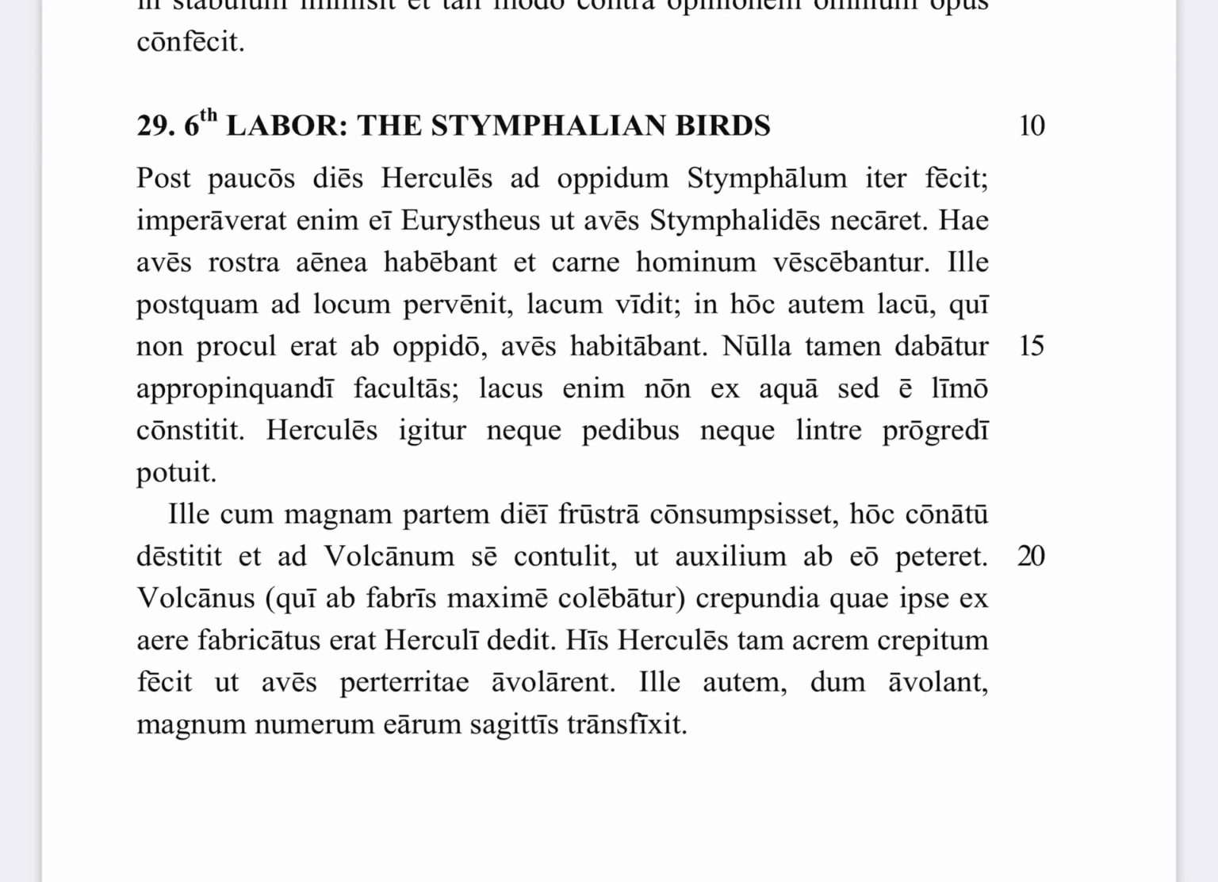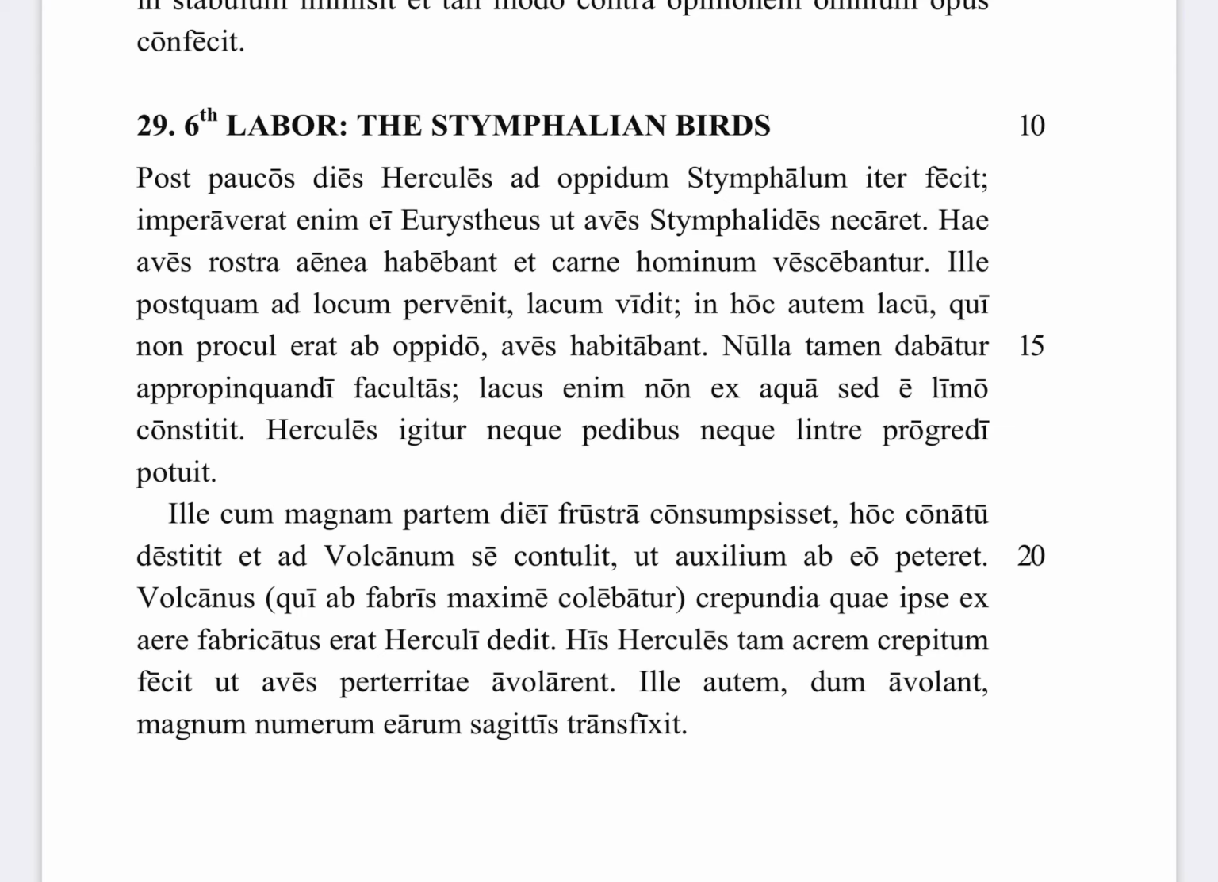Lacus enim, for the lake, non ex aqua, sed e limo constitit. The lake consisted not of water, but of mud. So sometimes the lake is called a swamp in some of the versions of this story.